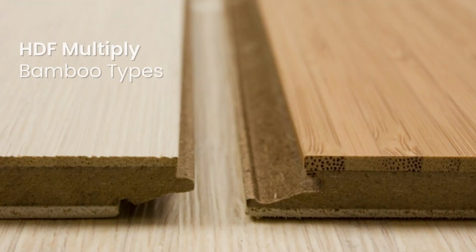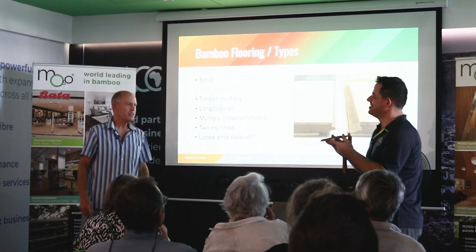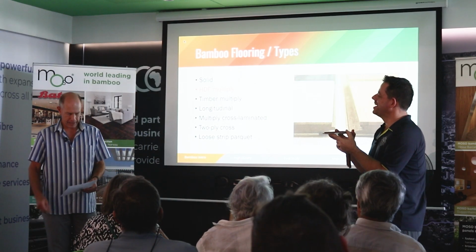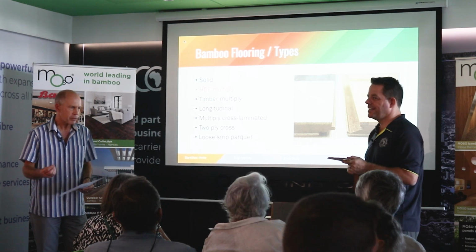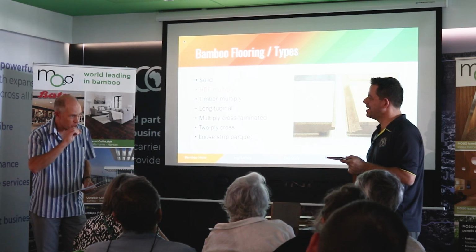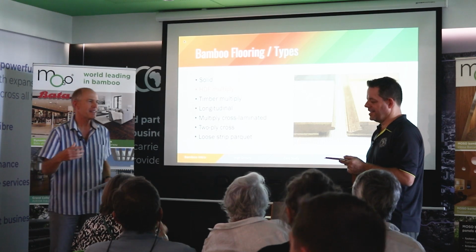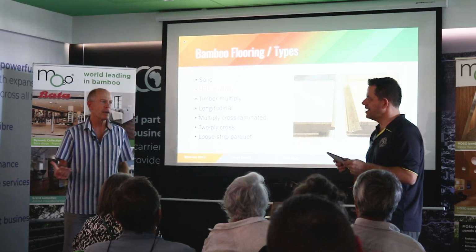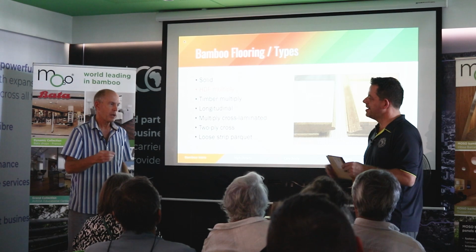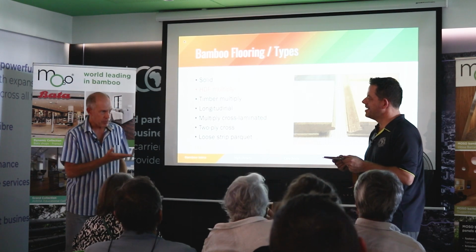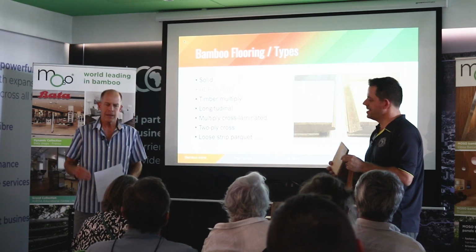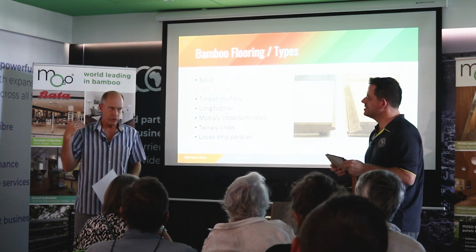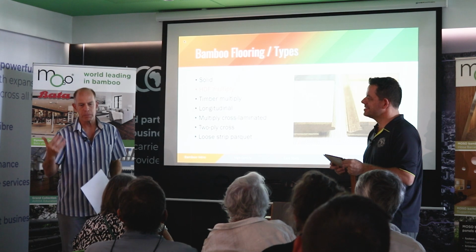HDF, a multi-ply flooring like this one here. This is almost a hybrid, you can think of it as a hybrid between a solid bamboo floor, because it's got a solid top layer, and a kind of laminate type flooring in that it's got the HDF core. It's got 3 layers, it's got a thin softwood backing, the HDF core, and then the bamboo top layer. The reason for that is to reduce costs. Obviously HDF is a lot cheaper than solid timber.